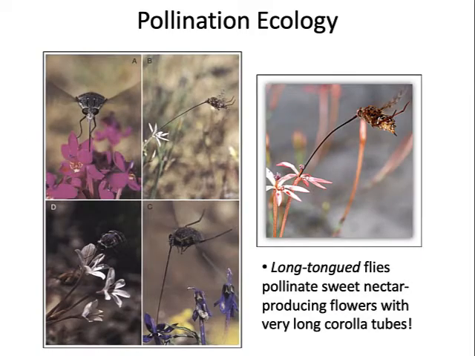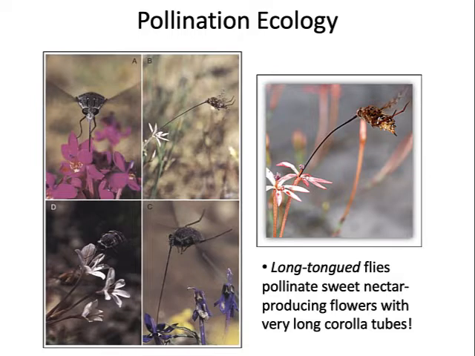Now, not all flies have short tongues. Many of them have long tongues. And in fact, if you're out on a nature hike and you see some pollinators working on flowers, not all of the things that look like bees are actually bees. Some of them are long-tongued flies.